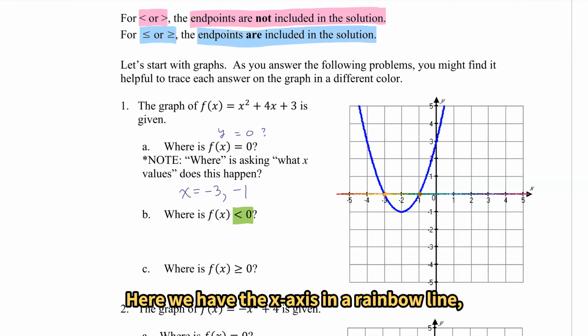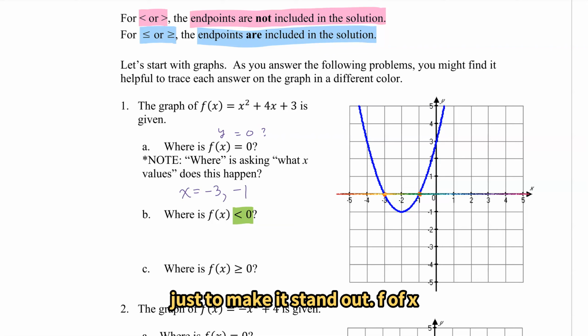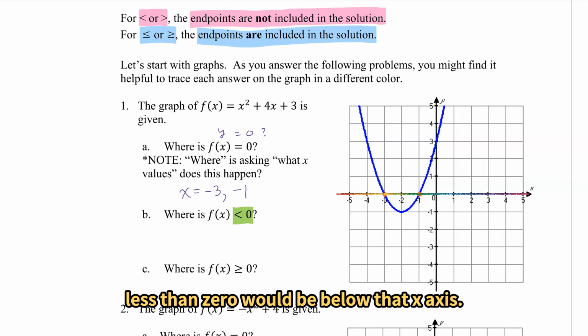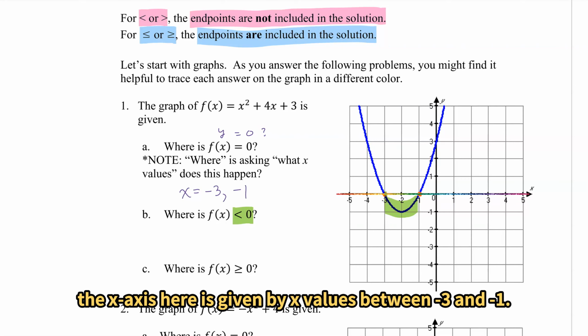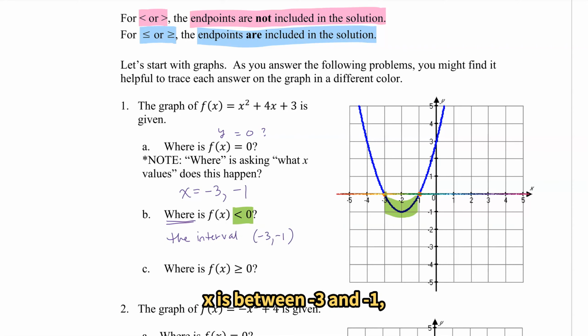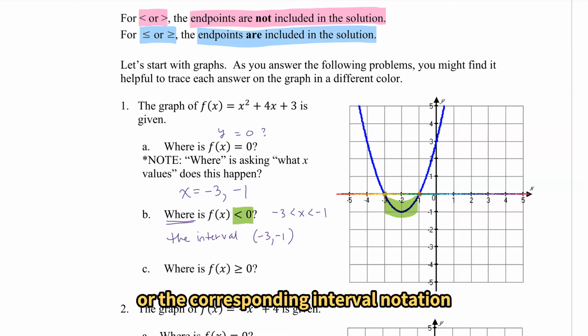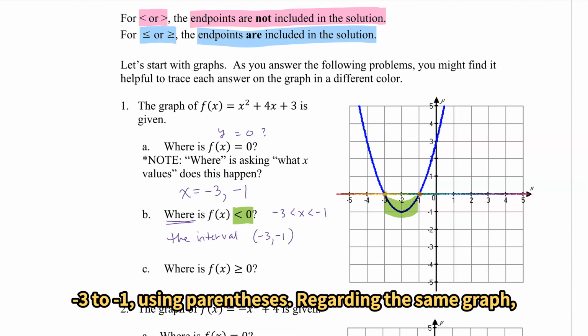And here we have the x-axis in a rainbow line, just to make it stand out. F of x less than 0 would be below that x-axis. So in this case, below the x-axis here is given by the x values between -3 and -1. So we can say x is between -3 and -1, or the corresponding interval notation, -3 to -1, using parentheses.